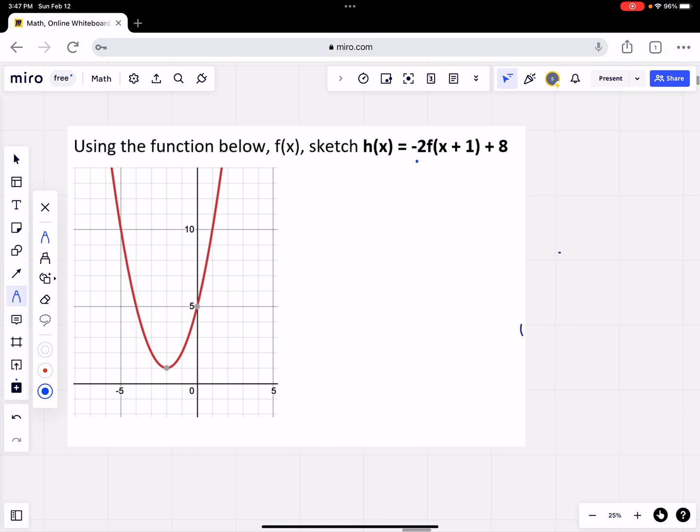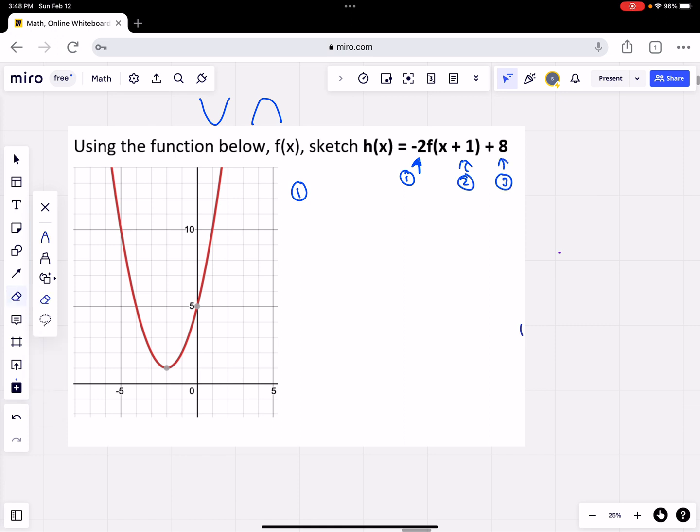The a value is just the first number that determines the width or the height of the graph and also the reflection. So when there's a negative, you are going to reflect this graph in the x-axis. All right, so let's do the rules first. So remember, left to right, that's step 1, that's step 2, that's step number 3.